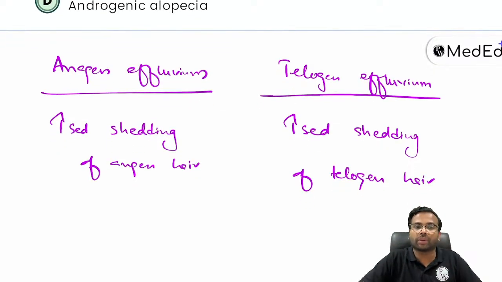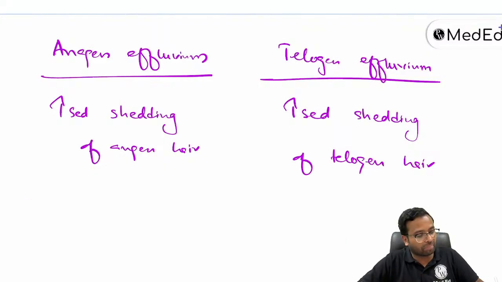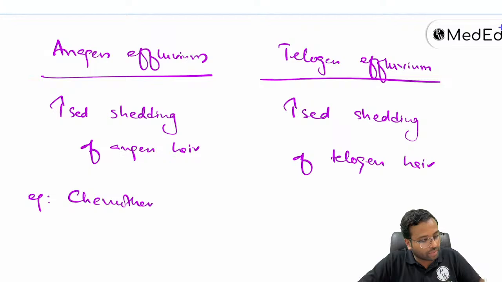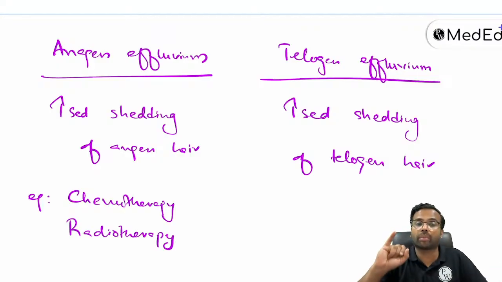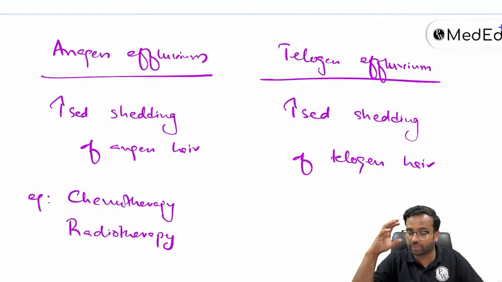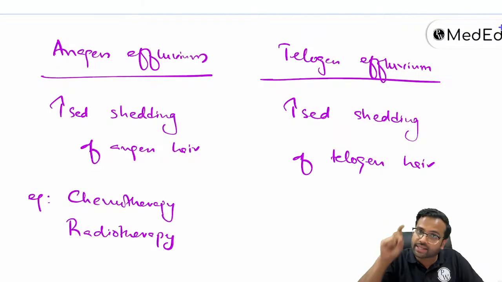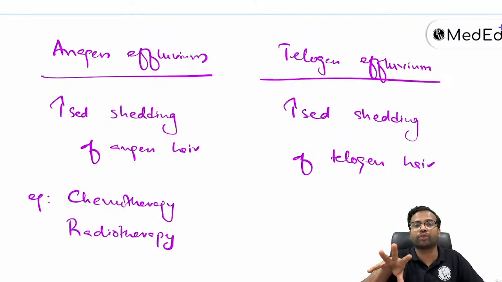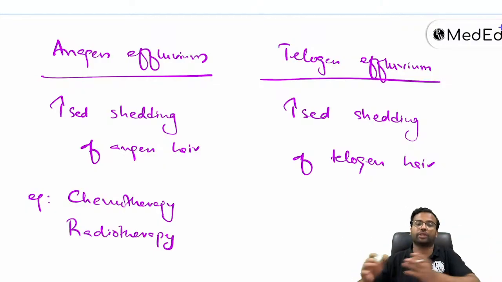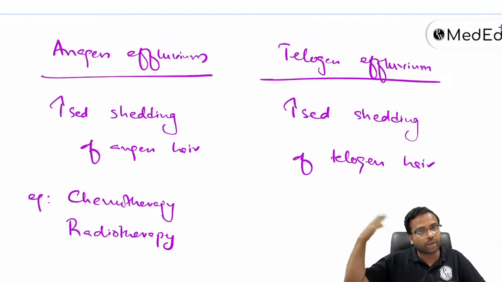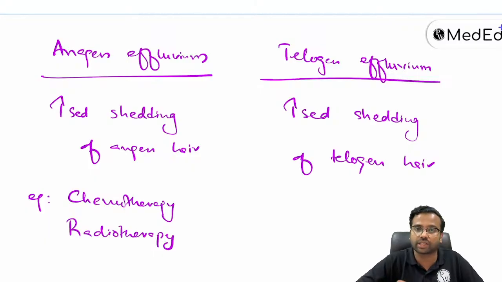So just try to remember that whenever you are seeing a patient who is undergoing chemotherapy or radiotherapy, what happens? The chemotherapeutic agents or radiotherapy are going to attack the active phase of the hair, that is the anagen phase, because of which there is an anagen arrest, and all these hair would be shifted to the telogen phase, and hence there will be a lot of hair fall. That is called anagen effluvium.